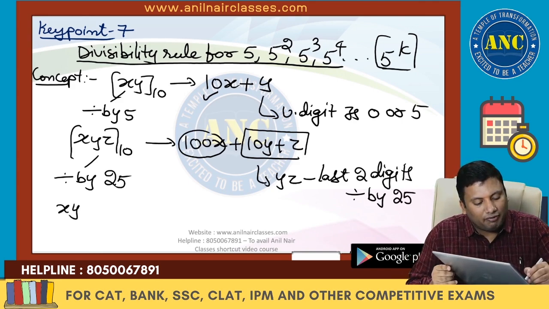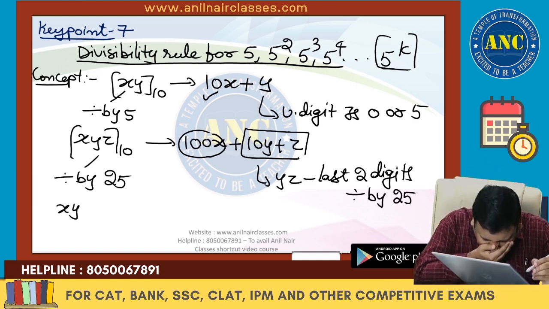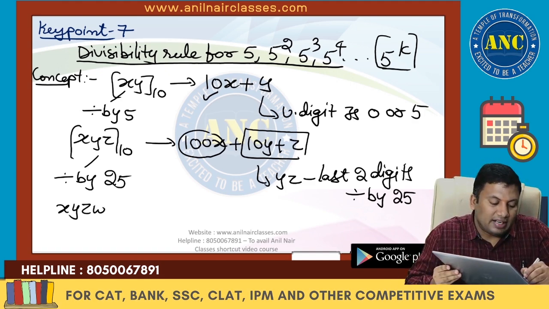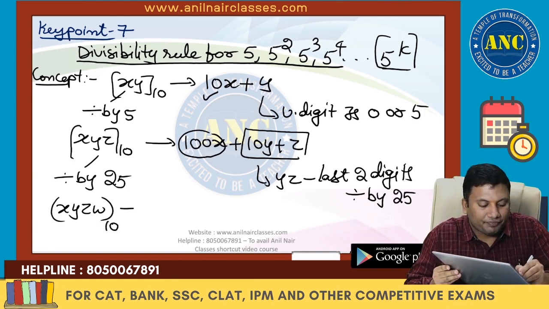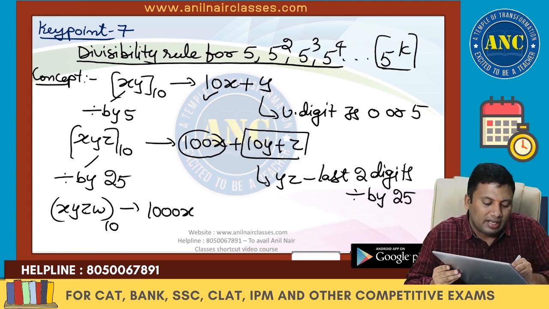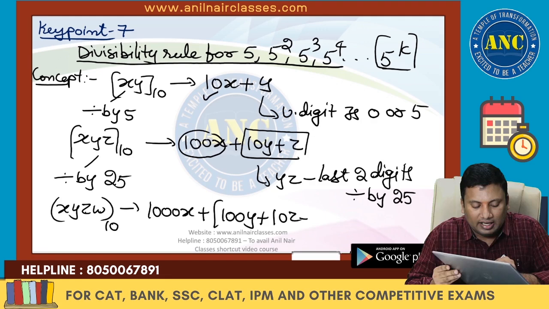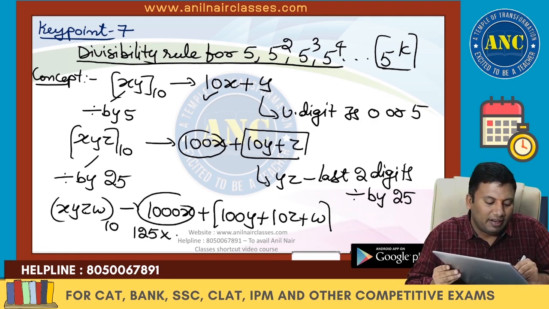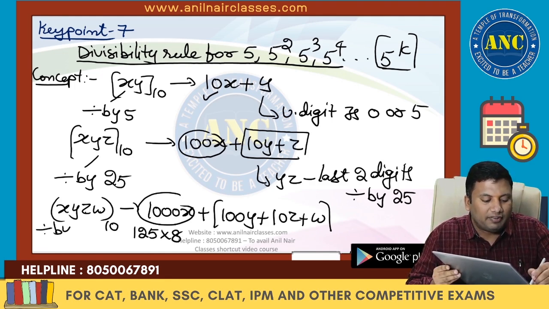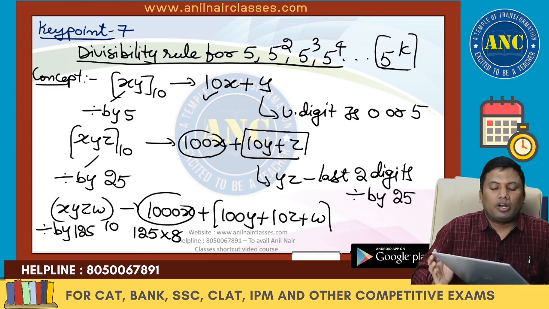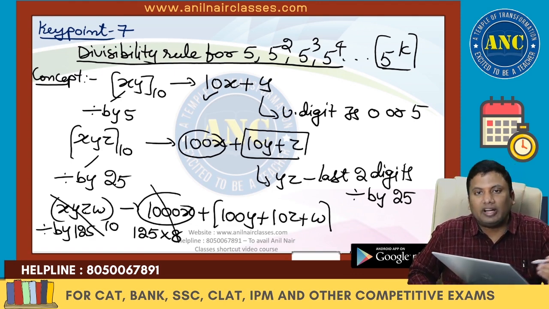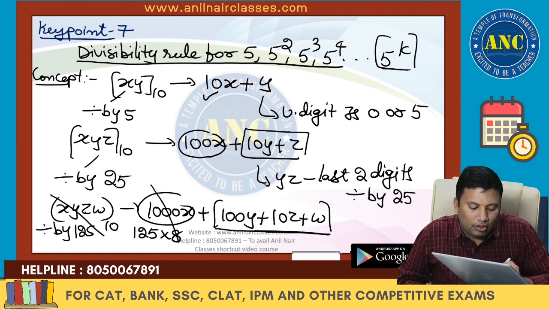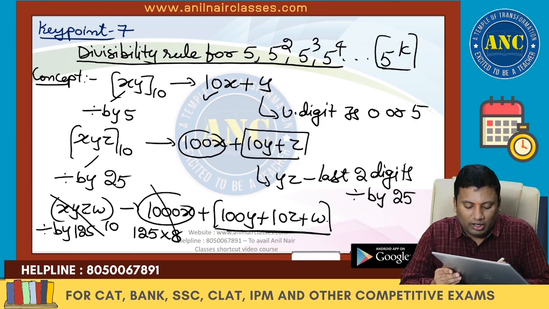Suppose I take a 4 digit number xyzw, with units, tens, hundreds and thousands places. That is 1000x plus 100y plus 10z plus w. If this is divisible by 125, 125 into 8 makes 1000, so the left-hand side is divisible by 125. The remaining part should be divisible by 125.